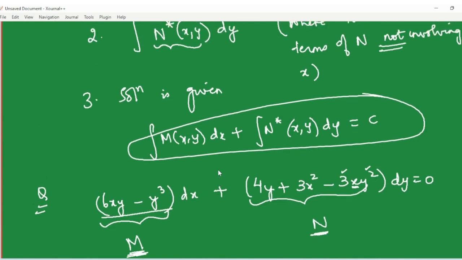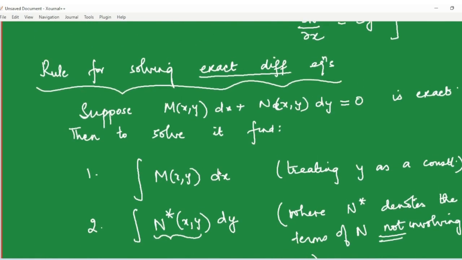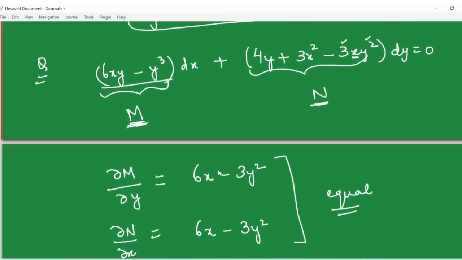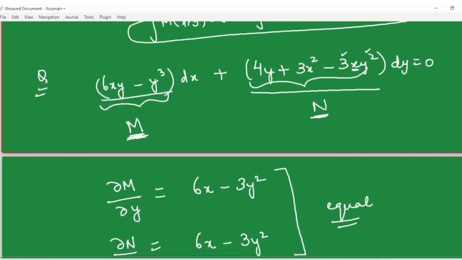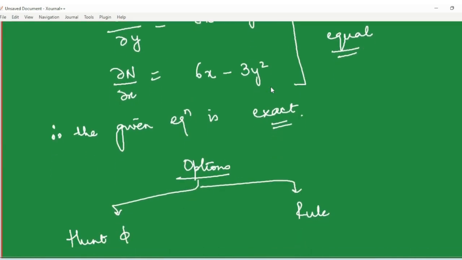Now I have to do the second step by only concentrating on those terms of N which are independent of x, which are not involving x. Now look at my N. This term is 4y, not involving x. This term involves x, so I'm not going to include it in N star. This term also involves x, so I'm not going to include it. So the only term in N star is 4y. N star happens to be those terms of N which are independent of x.